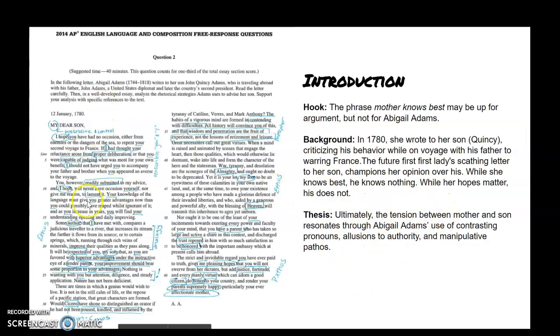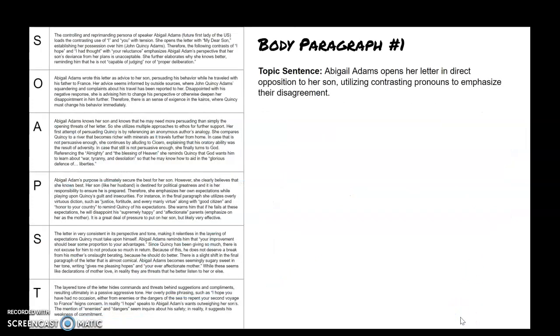I said, what am I doing here? And then I listed out what I'm going to analyze. All right, so let's move forward.